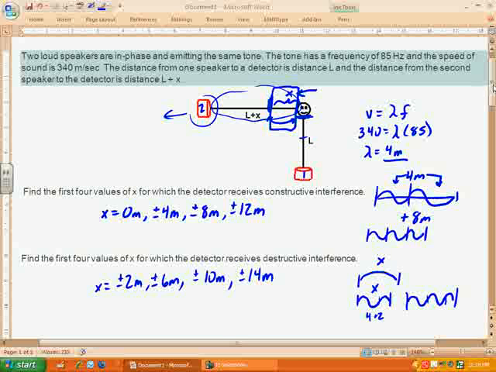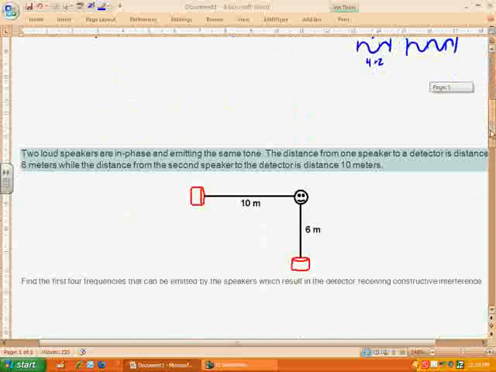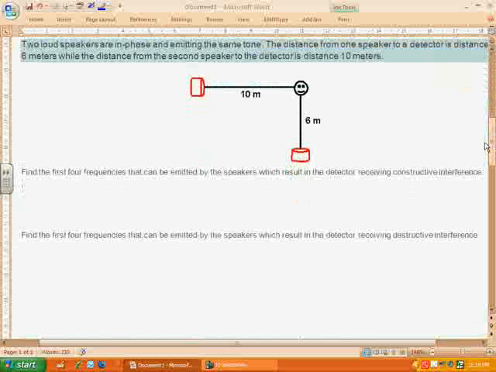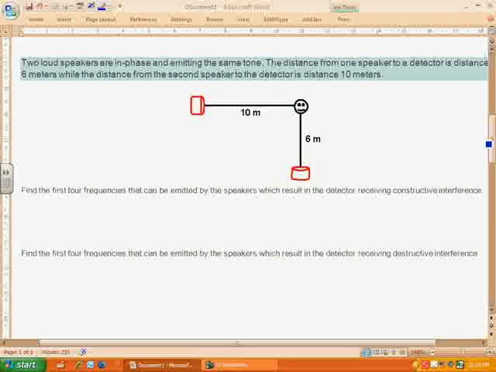Now let's look at a different problem. This is going to be very different because now the speakers can't move. Right? The speakers are now fixed. Go ahead and read the problem. Go ahead and pause it if you need to, and then I'll work through it.